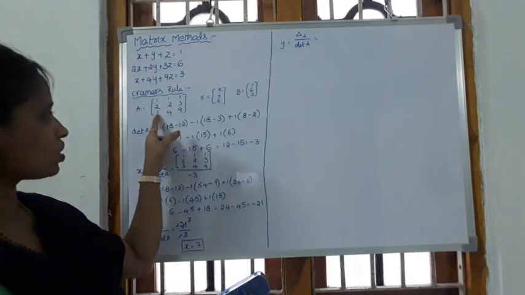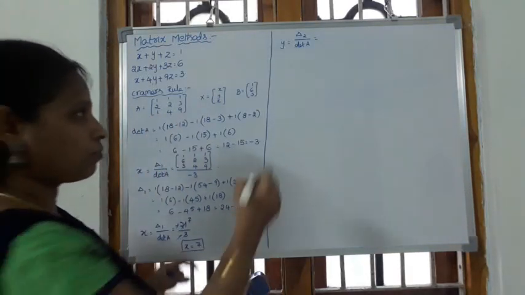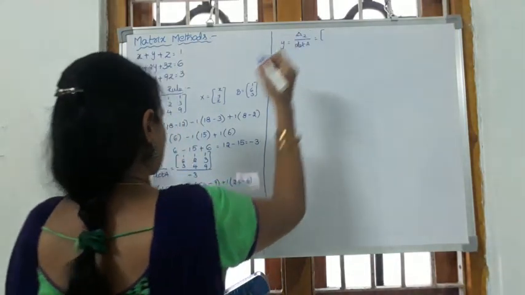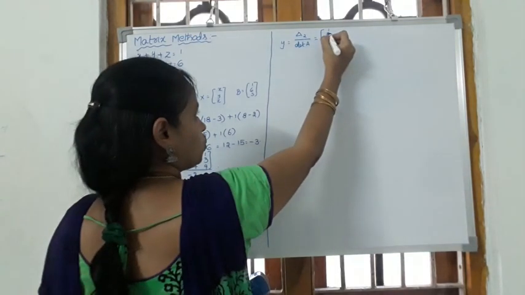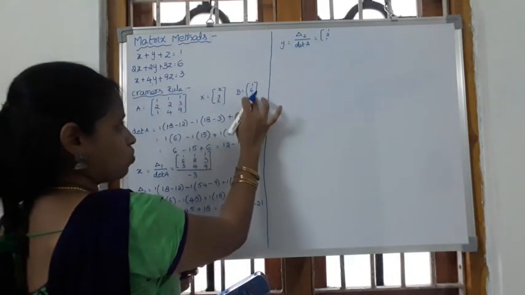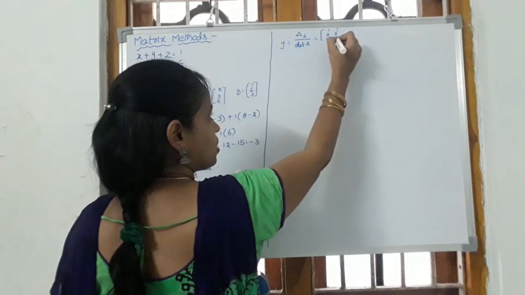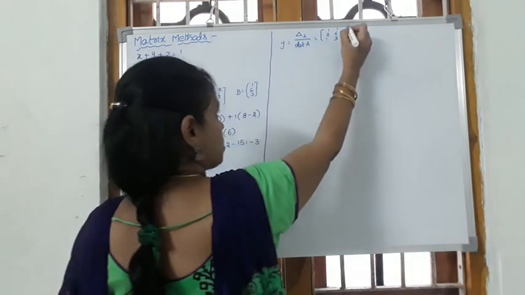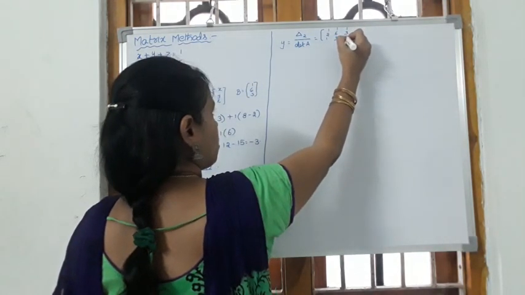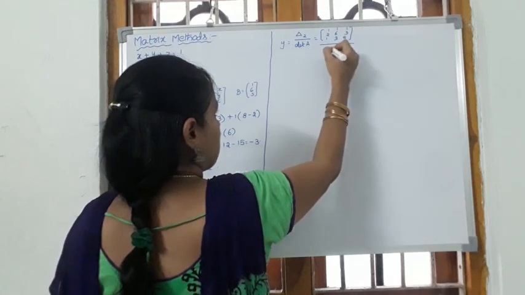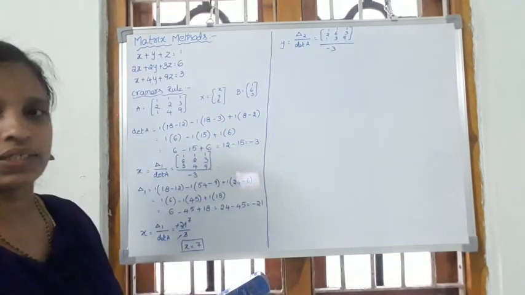The remaining x coefficients are the same and the z coefficients are the same. So the first coefficients are 1, 2, 1 as usual. Instead of the y coefficients we write 1, 6, 3, and the z coefficients are the same: 1, 3, 9. Determinant of A is minus 3.